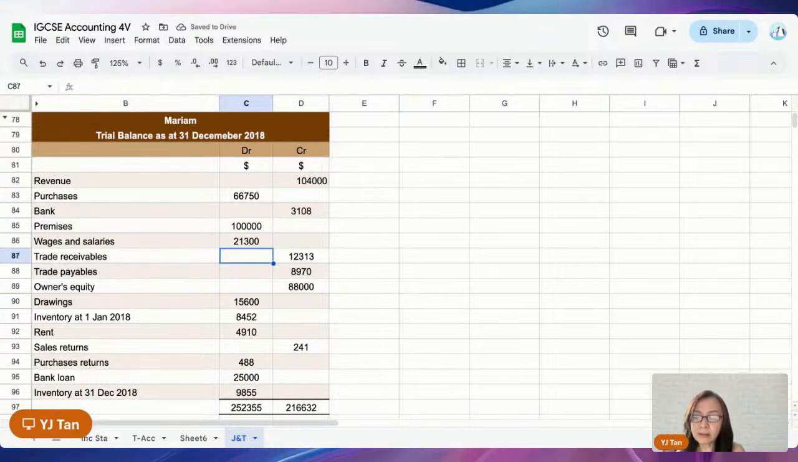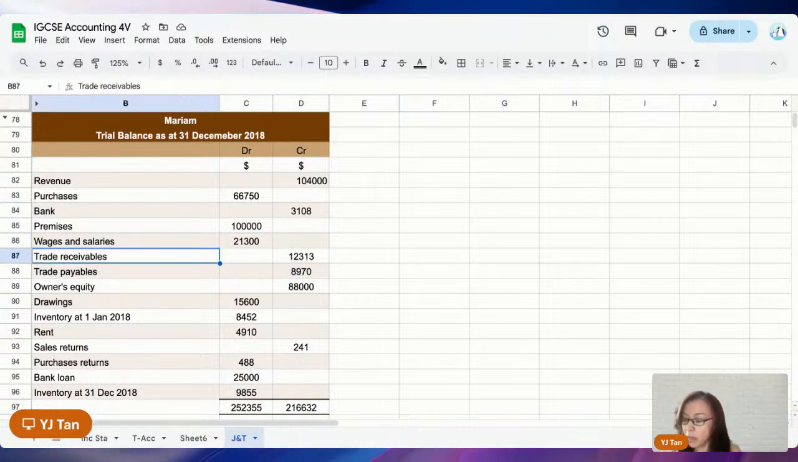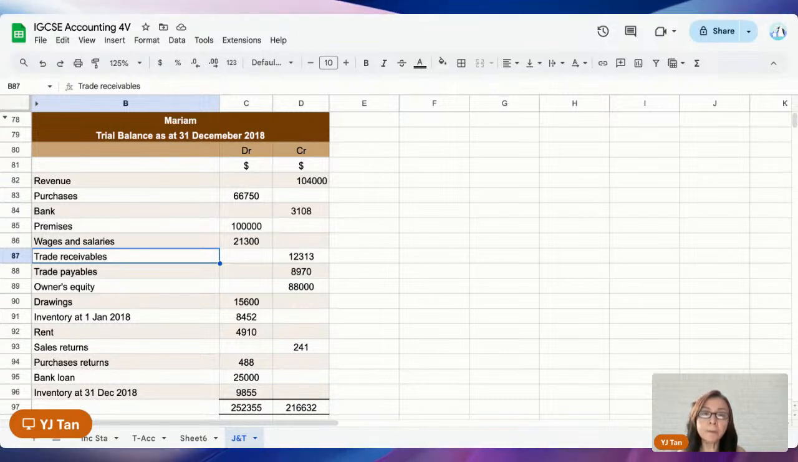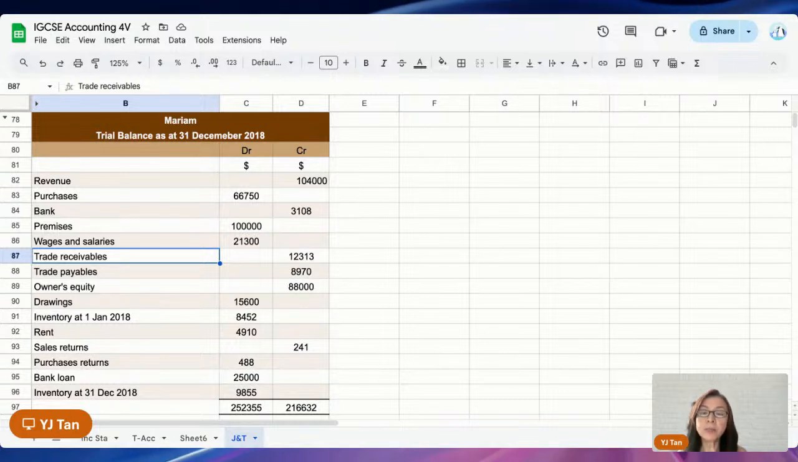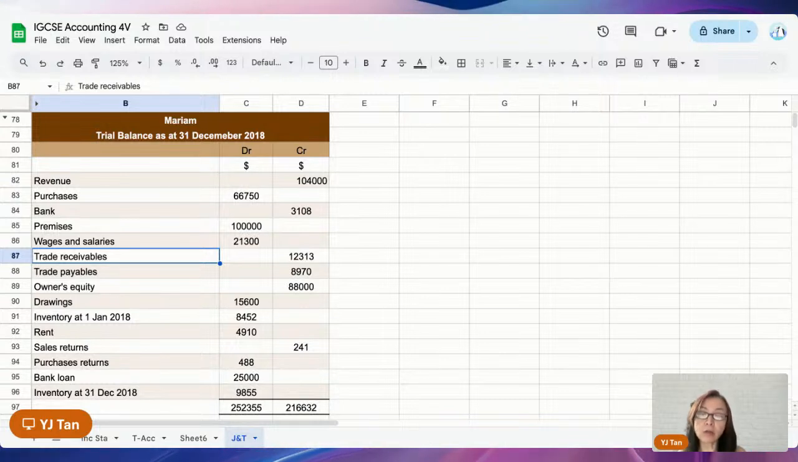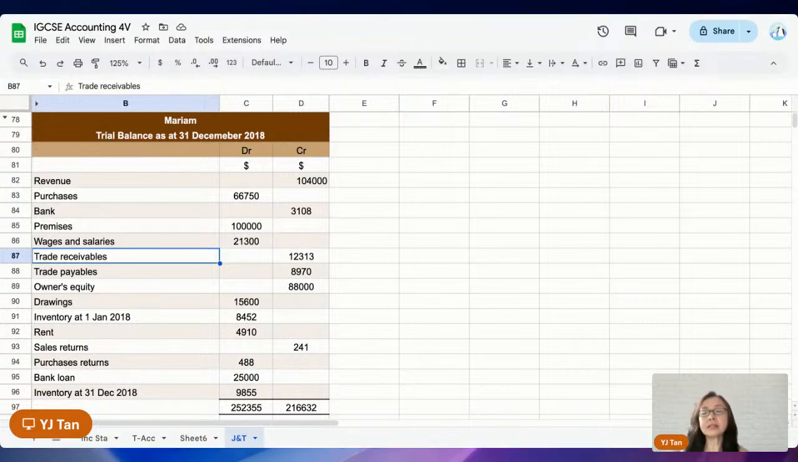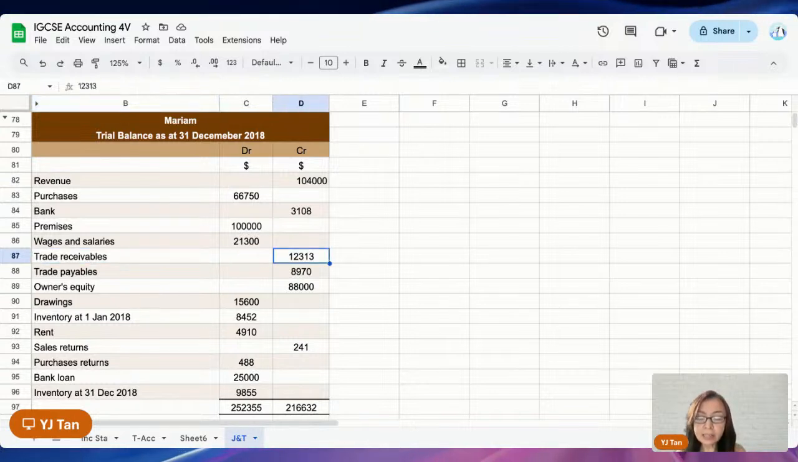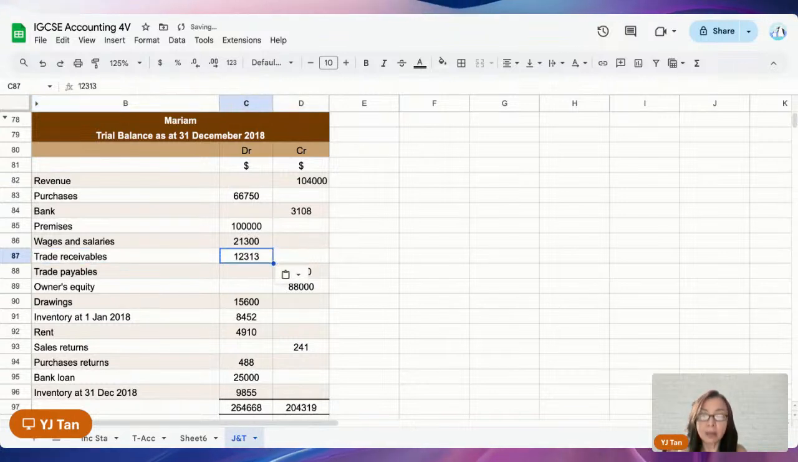All right, now let's have a look at the next thing, which is trade receivables. What is a trade receivable? It means that, okay, we are performing a sale. We're supposed to receive the amount of credit sales, which is 12,313. That means we will receive the money, but we have not yet. And this is considered an asset. So when an asset happens, this amount should be on the debit side.